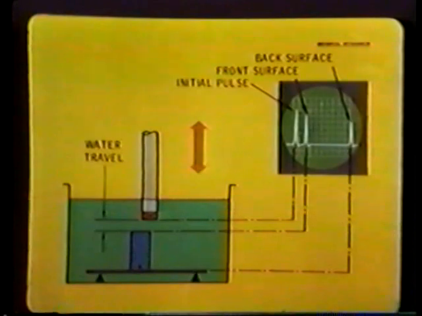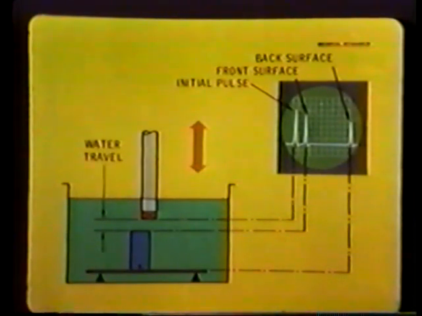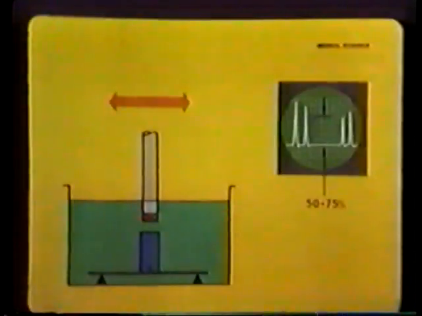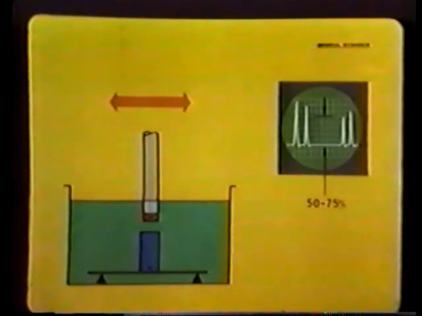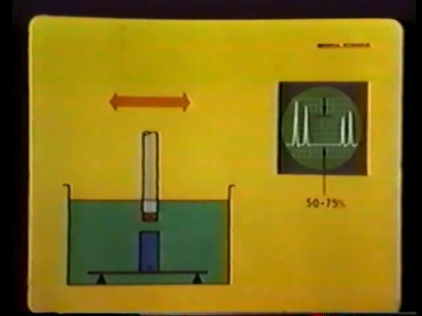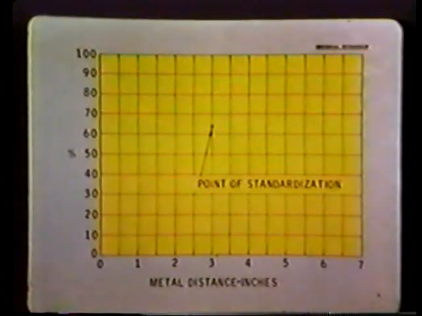Water travel is set where no water multiples appear to the left of the first back reflection, and the distance recorded. The transducer is then moved back and forth till a maximum response is obtained from the flat bottom hole. Gain is set to provide a pip height 50 to 75% of saturation. The point is marked on the graph.